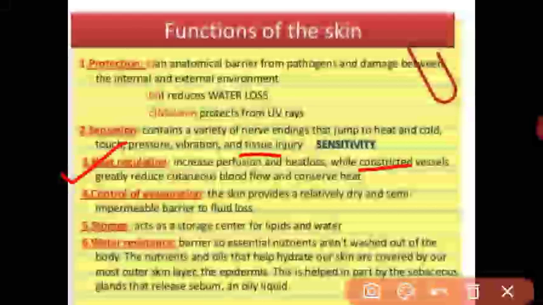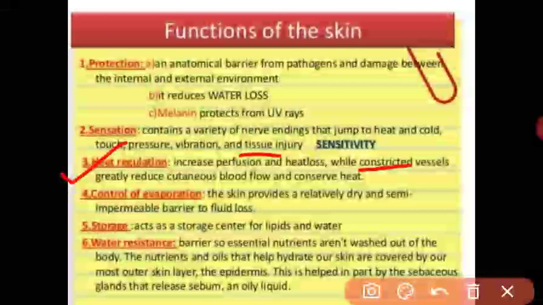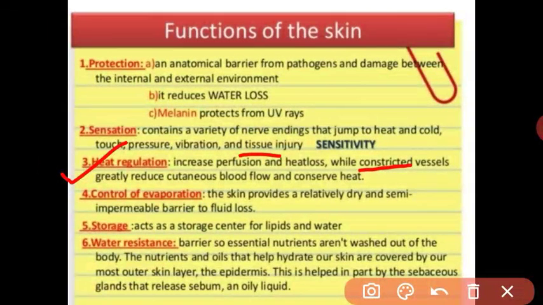The next main function is the control of evaporation. I told you the skin also provides a semi-permeable membrane, meaning it lets only sweat and oil pass outside, which is excretion. The skin assists the process of excretion, meaning it eliminates water, salt, and some urea as sweat. Got it? It also releases oil, which moistens the outermost layer of the skin.